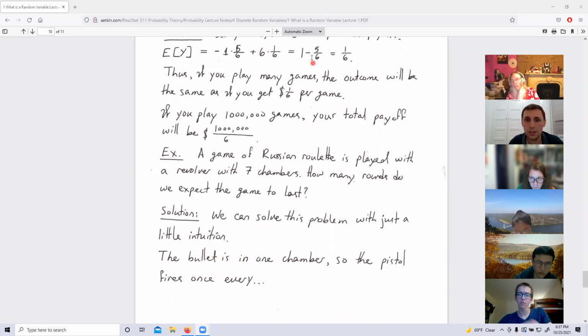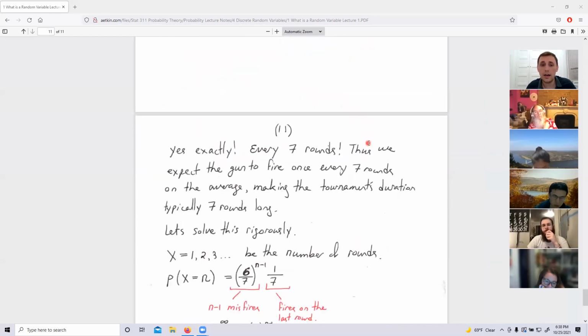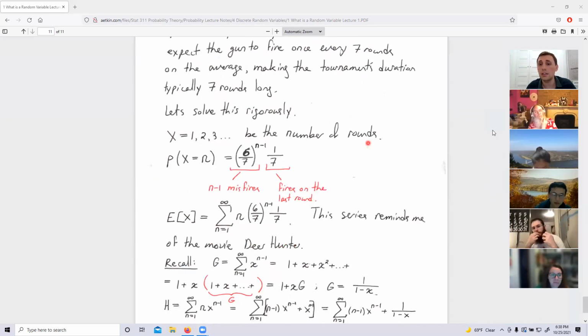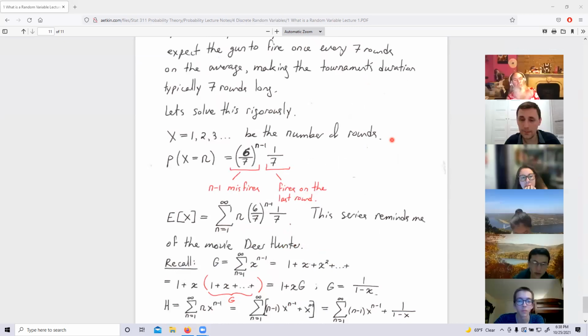Very good. You see, guys, you think this way, you understand what probability is, and suddenly without doing a calculation, you already expect that the game will last 7 rounds on average. Sometimes longer, sometimes shorter, but on average 7 rounds. And now we are going to calculate it the long way, just to verify that we are not wrong.